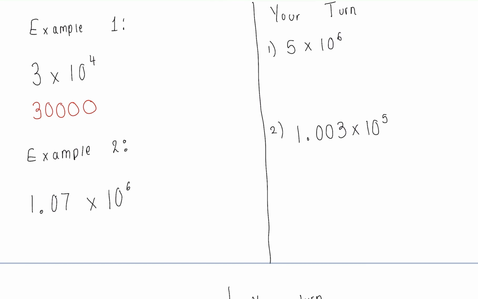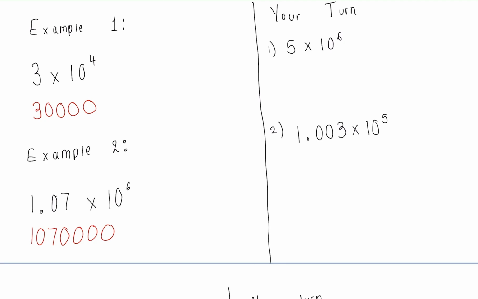Let's look at this next one. We've got 1.07 times 10 to the power of 6. So that means that we're timesing it by 10, 6 times. Let's see what happens. If I times this by 10 once, I'm going to get 10.7. If I times it by 10 twice, I'm going to get 107, then 3 times, then 4 times, 5 times, and then 6 times.